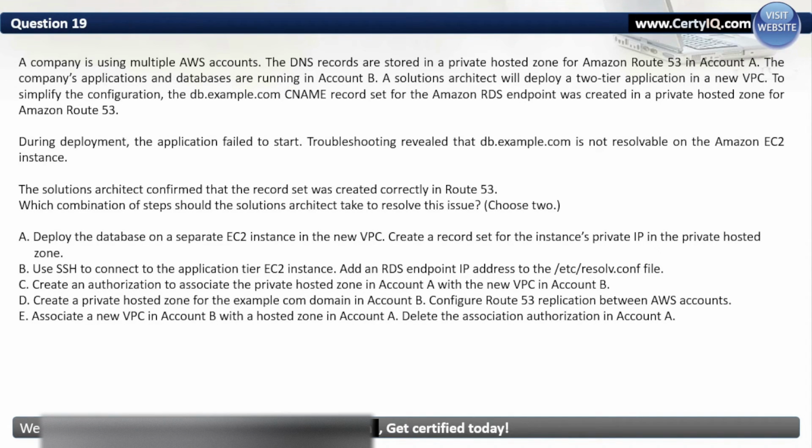The correct options are C and E. Create an authorization to associate the private hosted zone in account A with the new VPC in account B, and associate the new VPC in account B with the hosted zone in account A. Delete the association authorization in account A.